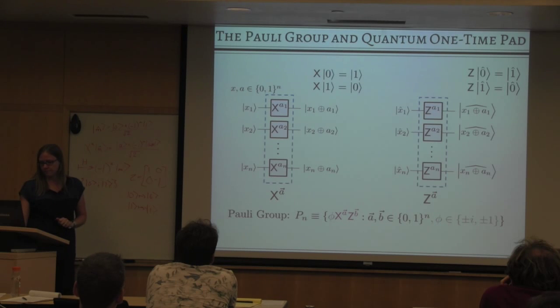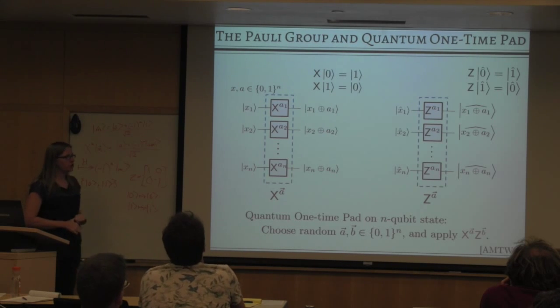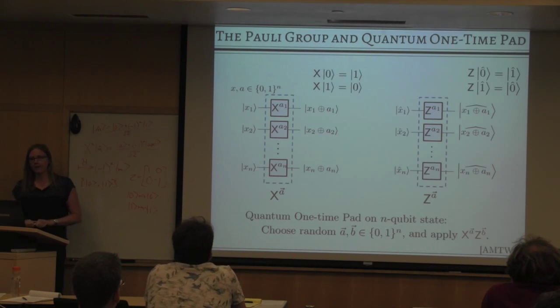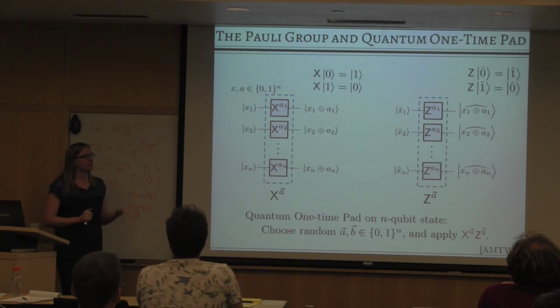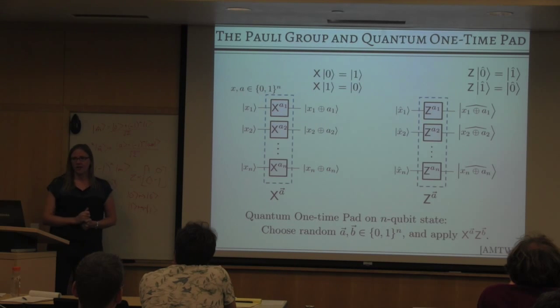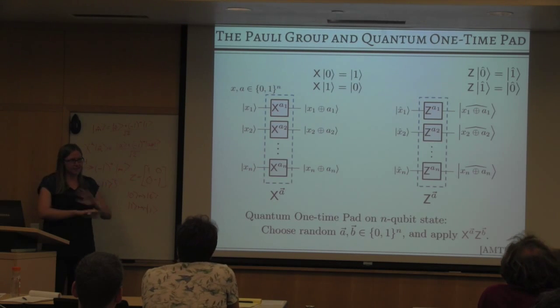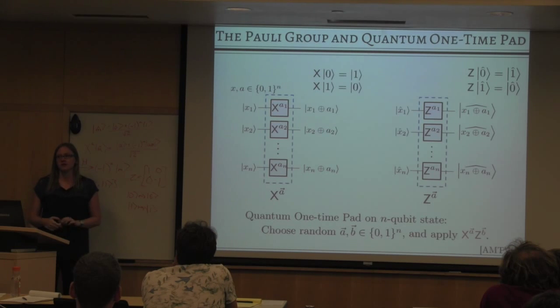And the quantum one-time pad is just to apply a random Pauli. So you choose two n-bit keys, A and B, and then you apply the one-time pad in the standard basis and the one-time pad in the Fourier basis. And possibly surprisingly, this is information theoretically secure. So this completely randomizes the state.